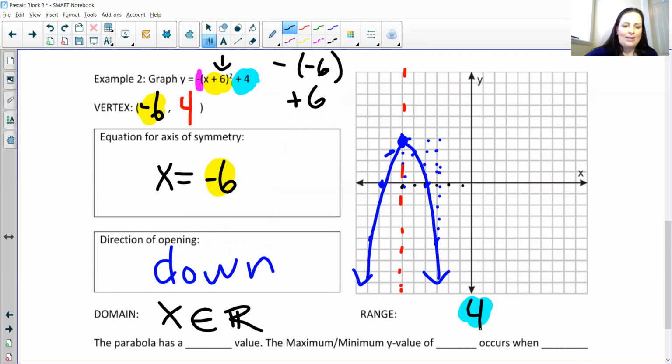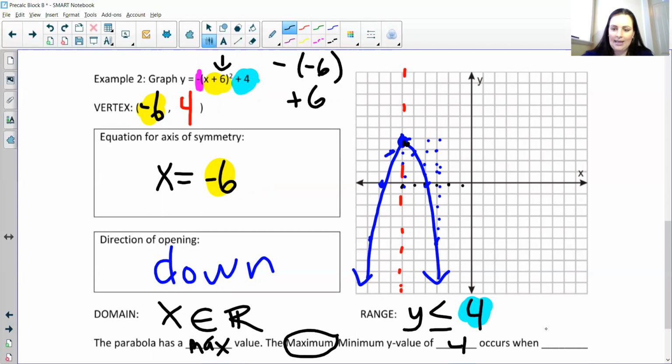Because it's a maximum, it can't be above this value. That means y has to be less than or equal to 4. Okay, and I meant to put has a max value. The maximum y value of 4 occurs when x equals -6.